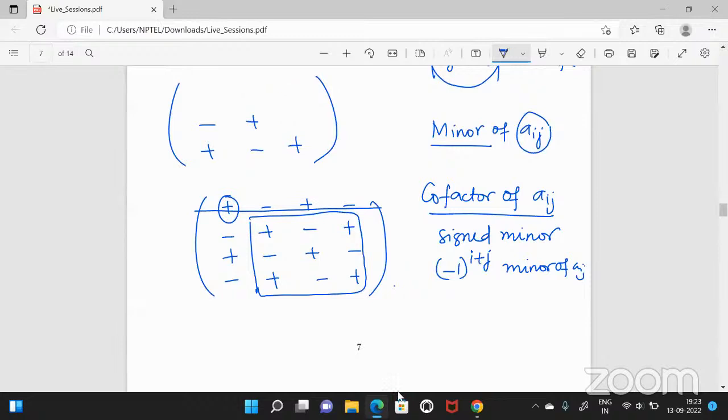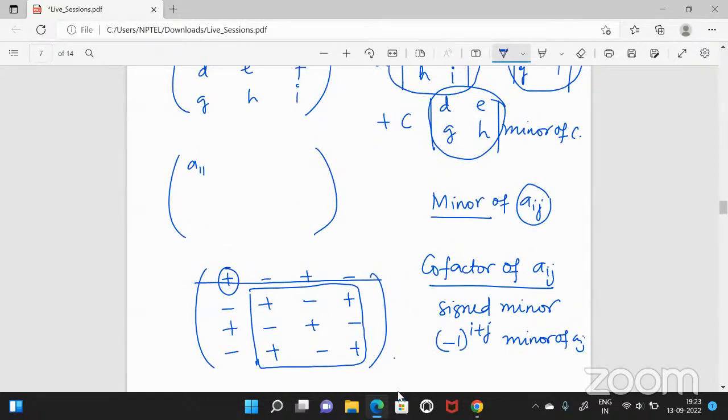So the first entry is A11. So you will do -1 power 1 plus 1. So we'll get -1 power 2, so positive. Next we'll get -1 power 1 plus 2, so this will be negative. Then -1 power 1 plus 3, so this will be positive. So whenever the sum of the indices is odd, you'll get a minus sign, and whenever the sum of the indices is even, you will get a plus sign. Is it clear?